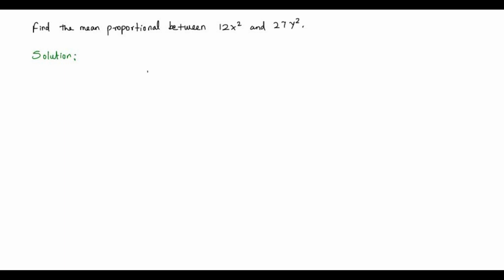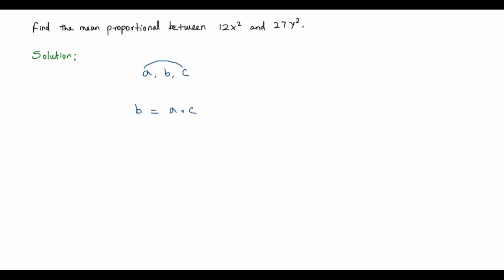Okay, first let us understand how to find the mean proportional between the given two terms. Let us assume A, B and C are the three terms in proportion. So B is the mean proportional between A and C. To know the mean proportional B, we have to multiply the first term and the third term. Then we have to take the square root of this product. So this is how we find the mean proportional between any two terms.